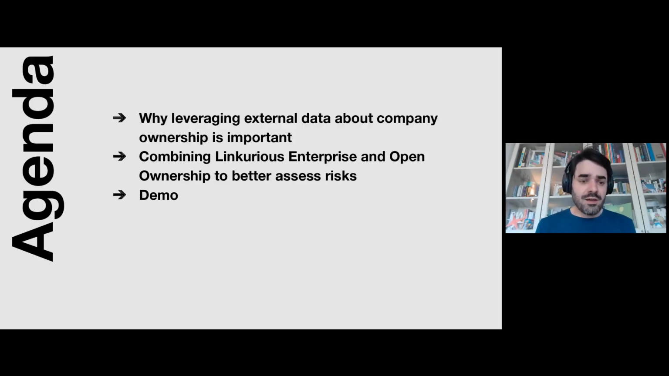So here is the agenda for today's webinar. It will consist of three parts. First, we'll discuss why leveraging external data about company ownership is important. Then we will dive into combining Linkurious Enterprise and OpenOwnership to better assess risks. And finally, we will do a bit of a demo showcasing in practice the combination of Linkurious Enterprise and OpenOwnership. So that's it for the agenda, and now let's get started.